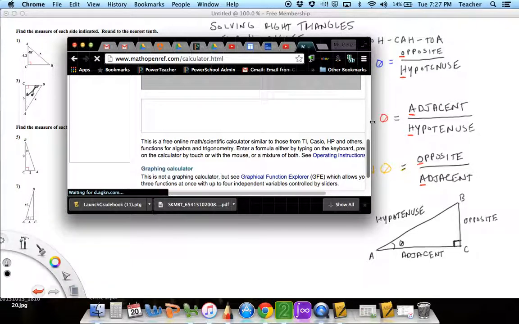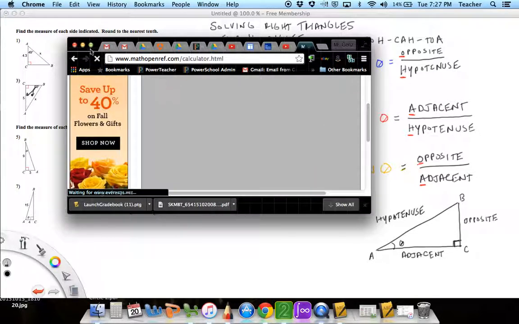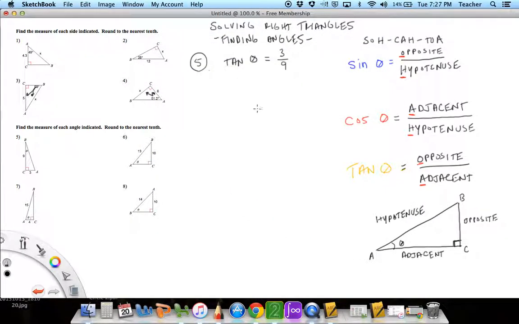You know what, we might cover it in class, but I'm going to give you the answer so you can at least test it out. You're going to press second tangent, and then you're going to have on your calculator this thing that says tangent to the negative 1. It's going to come up with some parentheses, and what we're going to put in there is 3 divided by 9. And that is going to give us our angle measurement, which in this case is 18.4 degrees.